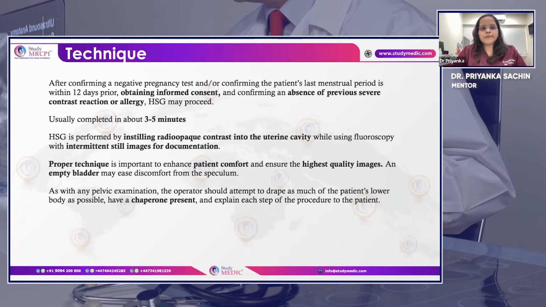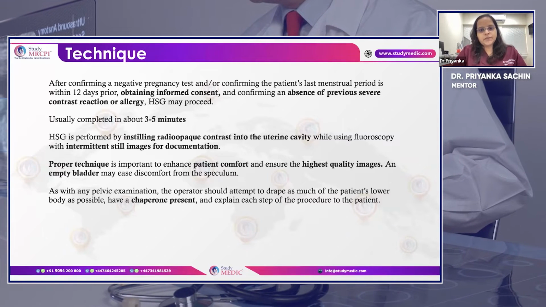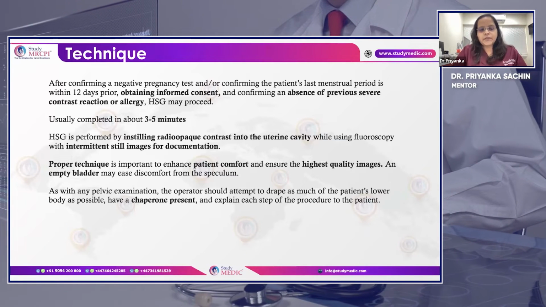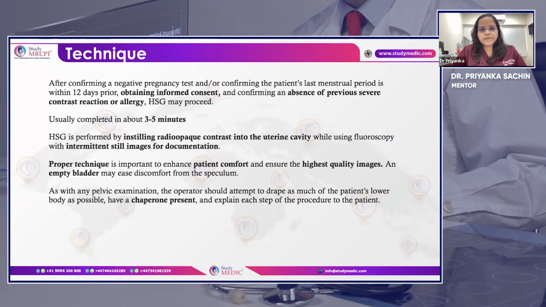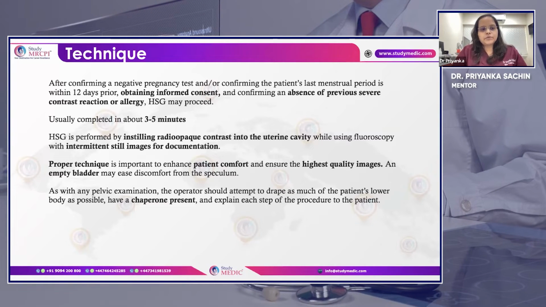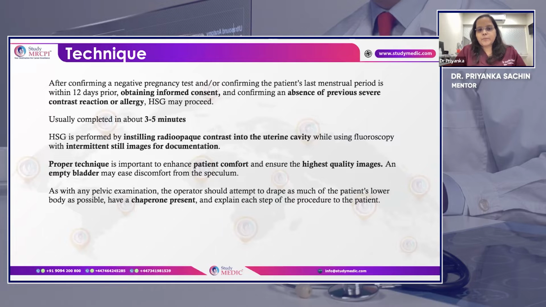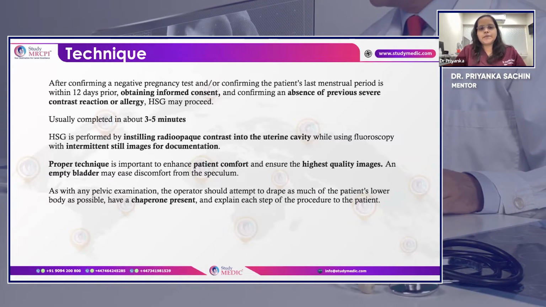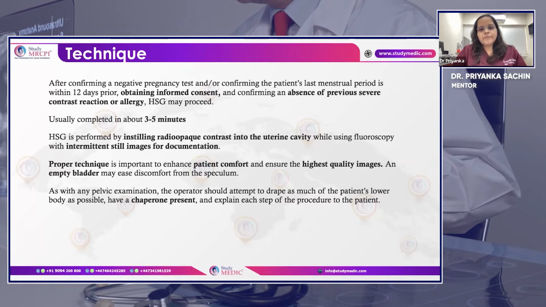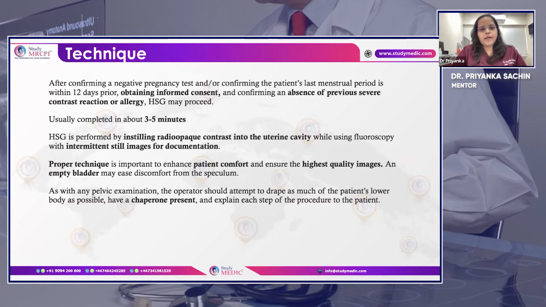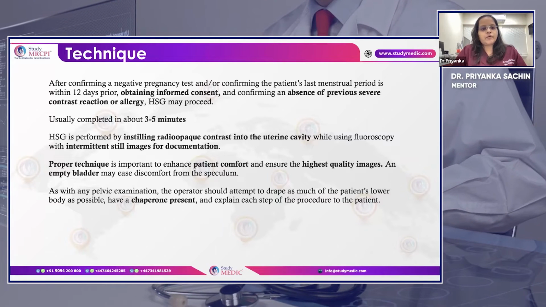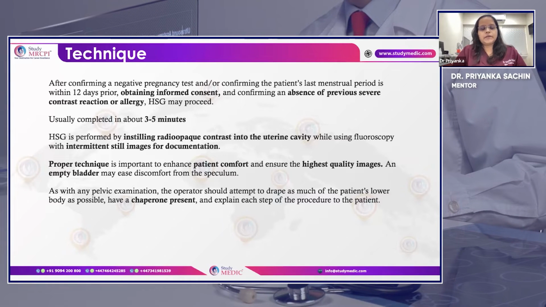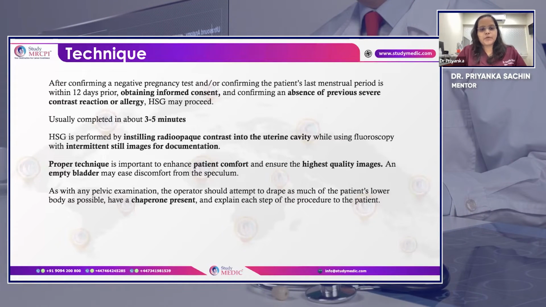How it is performed is, the radio opaque contrast is inserted into the uterine cavity, and then the images are taken. That is the main aim of this test. It is very important to do the technique properly, because if it is done the wrong way, it can cause discomfort and pain, the image quality can be low, and it can also give a false positive diagnosis. An empty bladder is also beneficial, and it will decrease the discomfort from the speculum.